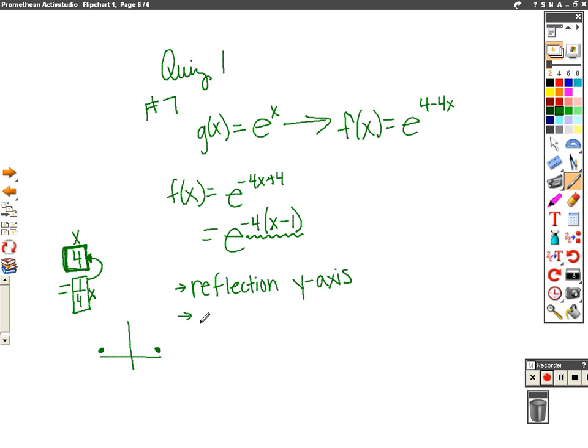This 4 is really like this, because when you divide a fraction, it really brings it to the top. So what I'm really truly looking at is a horizontal shrink by a factor of 1/4. Do not put 4. And then the negative 1, it's going to go right 1.